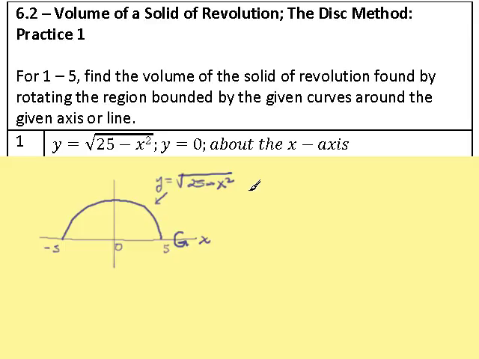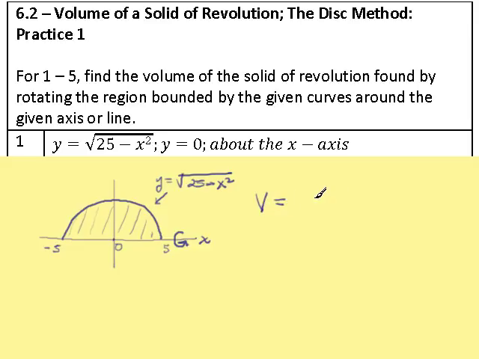Y equals the square root of 25 minus x squared is the top half of a circle, the top half of the circle x squared plus y squared is equal to 25. The radius is 5. And so we're revolving the region from minus 5 to 5, this entire region, about the x-axis. Let's write down the formula for the volume.